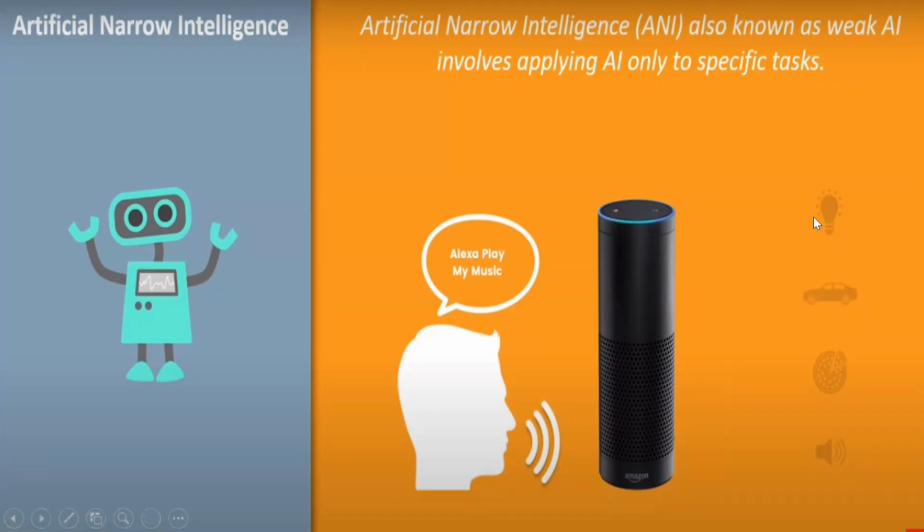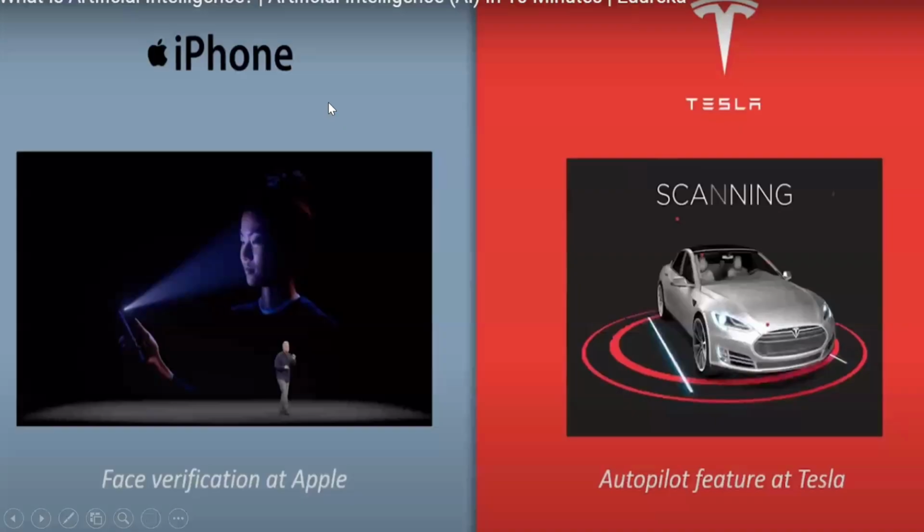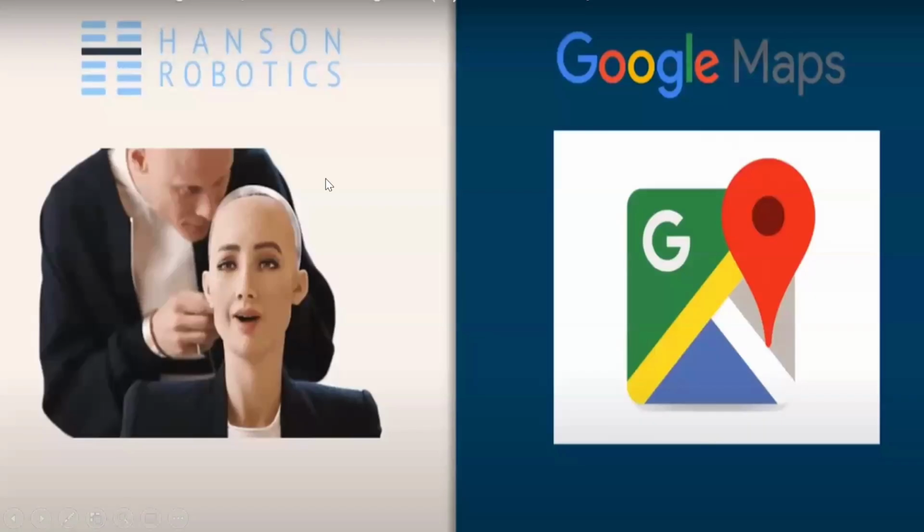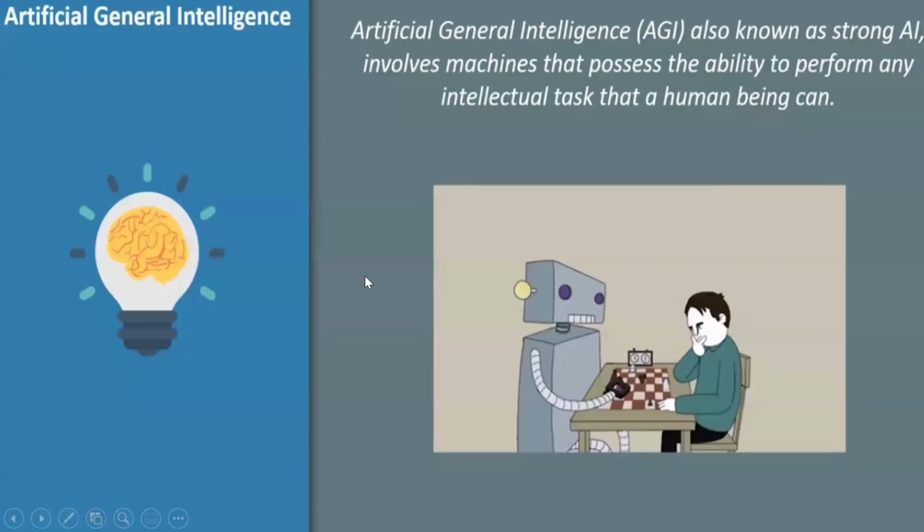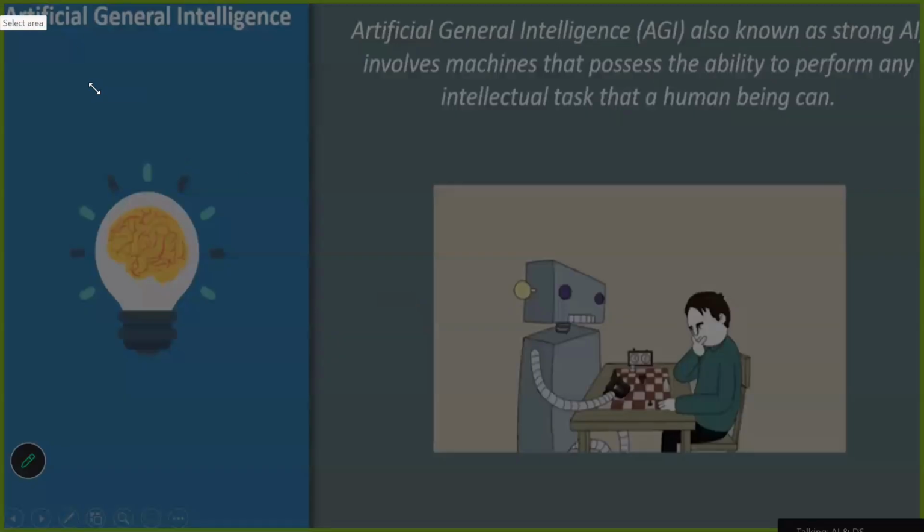In the early stages of artificial intelligence, this particular phase is there, which is called artificial narrow intelligence. An example of that is iPhone unlocking by seeing your facial recognition and other things. Next, let's see what is artificial general intelligence.